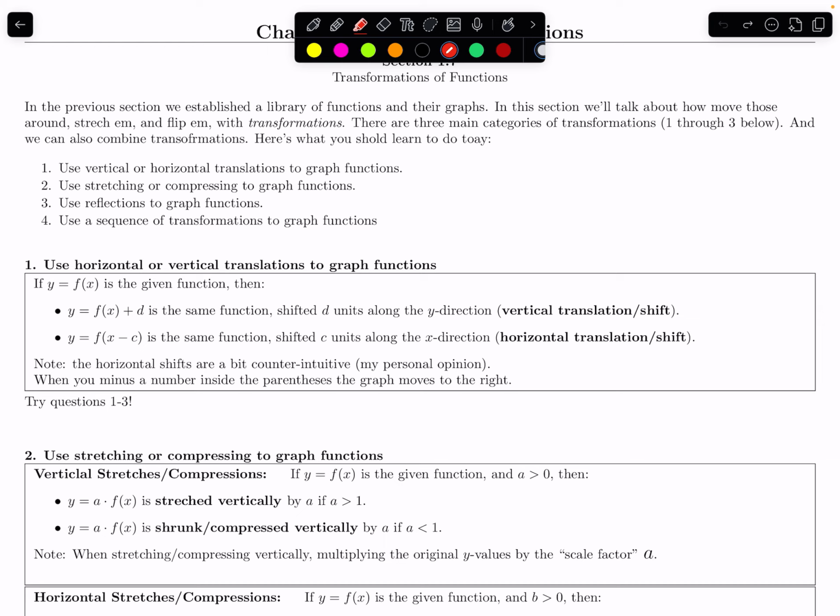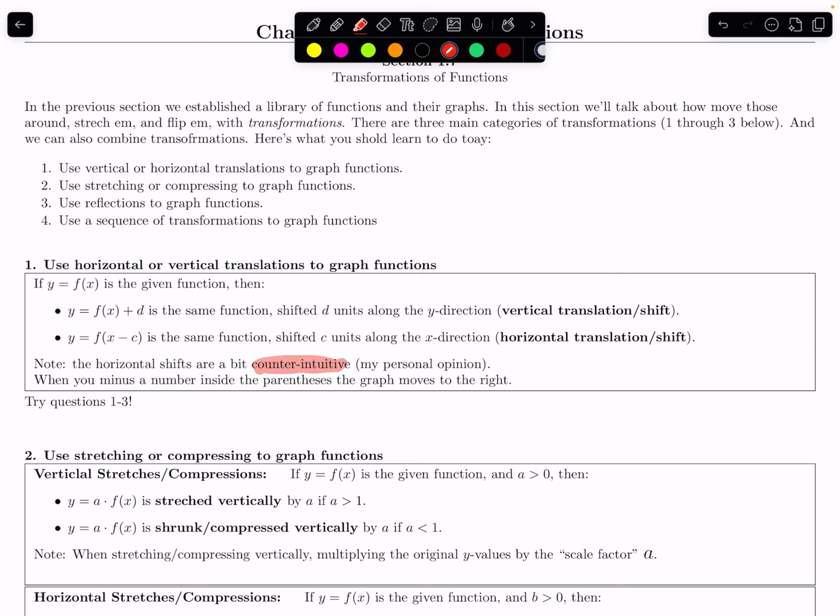Okay, y equals f of x minus c. So if the number that you're adding or subtracting is inside of the parentheses, so f is applied to it after the subtraction or addition has already taken place, then in that case you shift left or right. Now, here's the thing. If it's minus a number, that's a shift to the right. And if it's a positive number, it shifts to the left, which to me is a little counterintuitive.